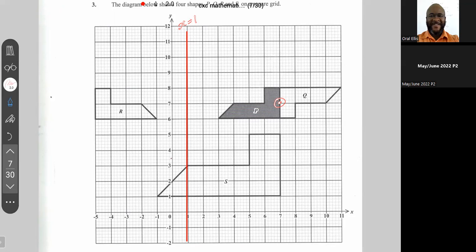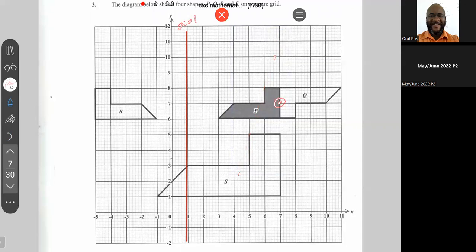So let's find the center of enlargement. To find the center of enlargement, I must draw a straight line through corresponding sides on the object and on the image. All right, that was poorly done. So I'm drawing a straight line through corresponding sides on the object and the image. Let's make it longer and ensure that it passes through corresponding sides on the object and the image.